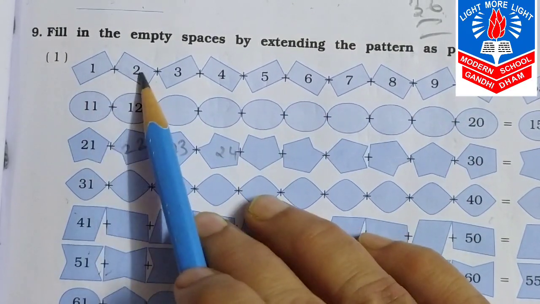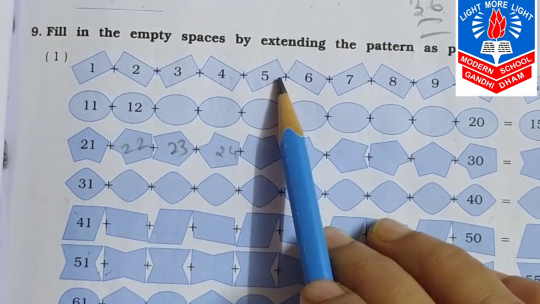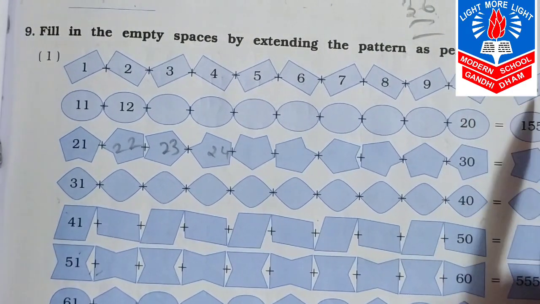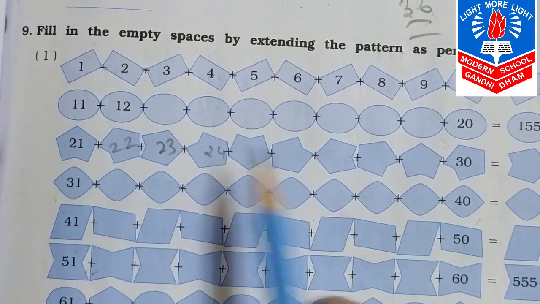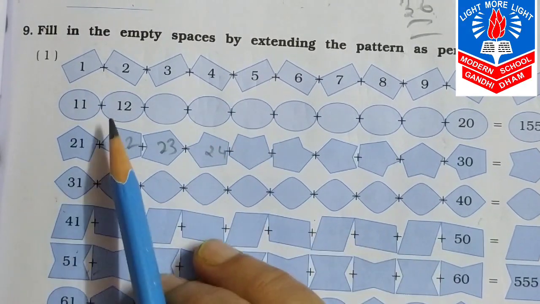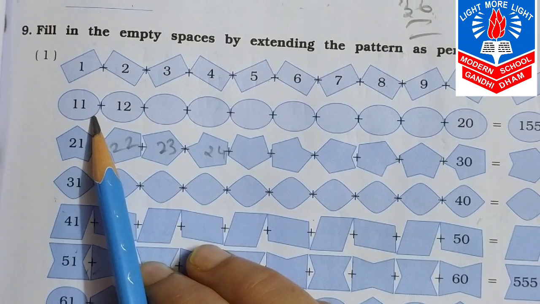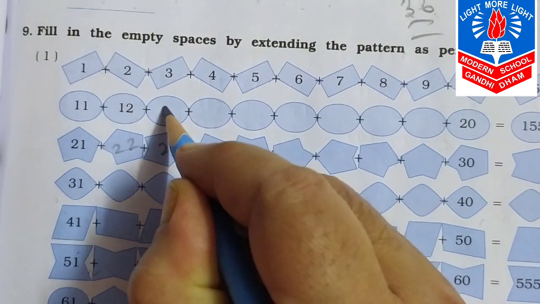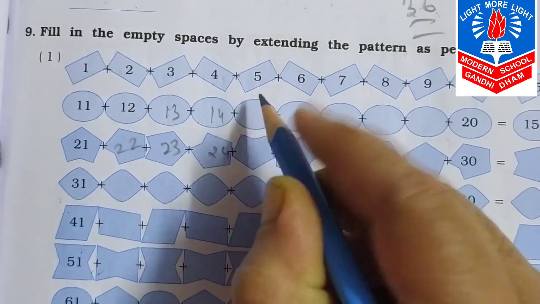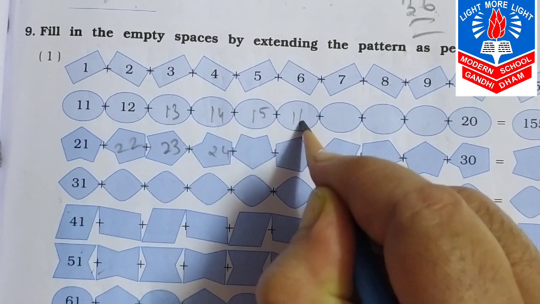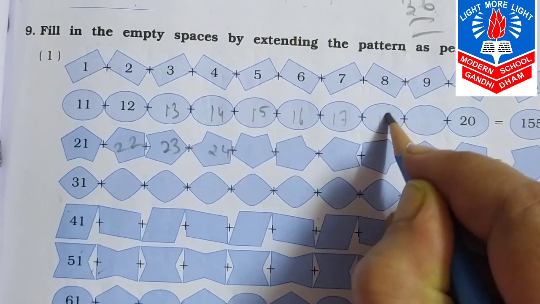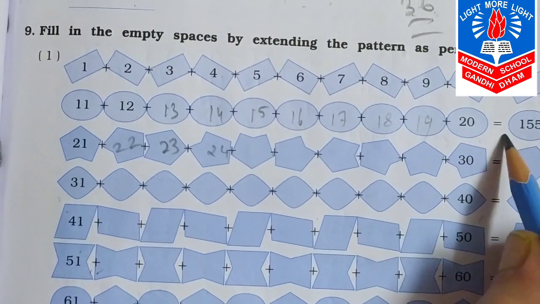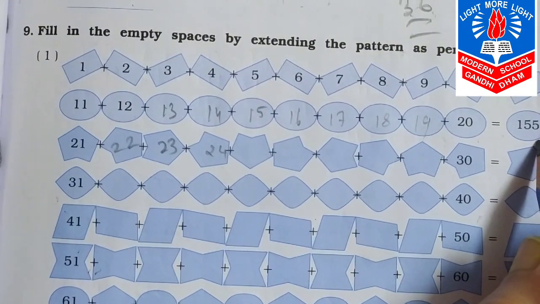Here you see 1, 2, 3, 4, 5, 6, 7, 8, 9 and 10 is equal to 55. Here this pattern is given. Then in the second row you see 11 plus 12. So it is understood, here is 13, 14 plus 15 plus 16 plus 17 plus 18 plus 19 and here is 20 is equal to 155.